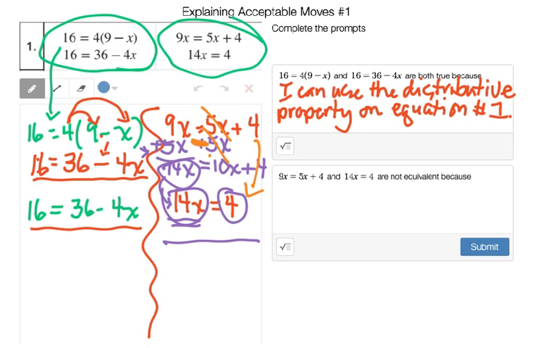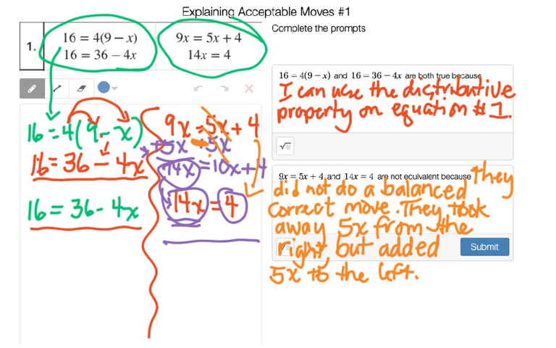So what I'm going to write here is they are not equivalent because they did not do balanced moves to both sides of the equation. So you can see what I wrote, that 9x is equal to 5x plus 4 and 14x is equal to 4 are not equivalent because they did not do a balanced correct move. They took away 5x from the right, but added 5x to the left. Thus, these are not equivalent.